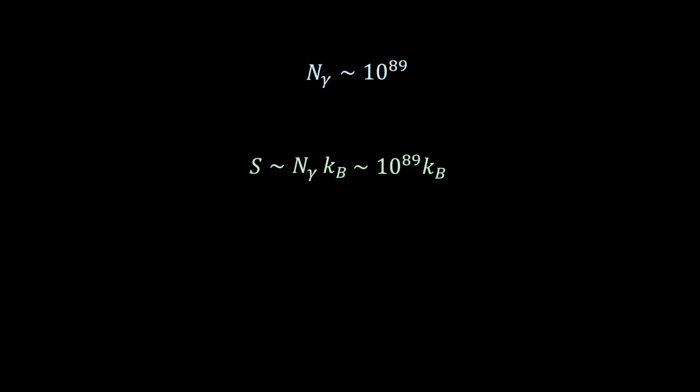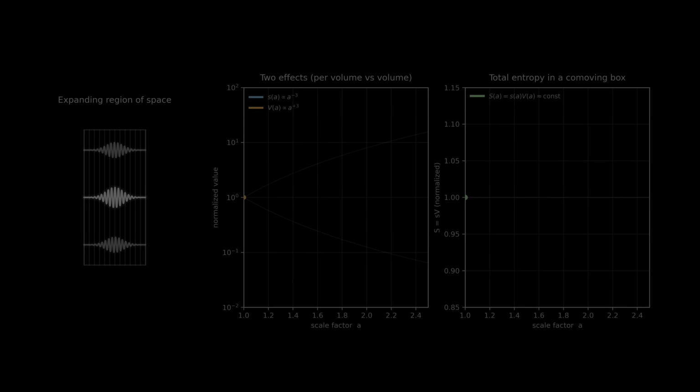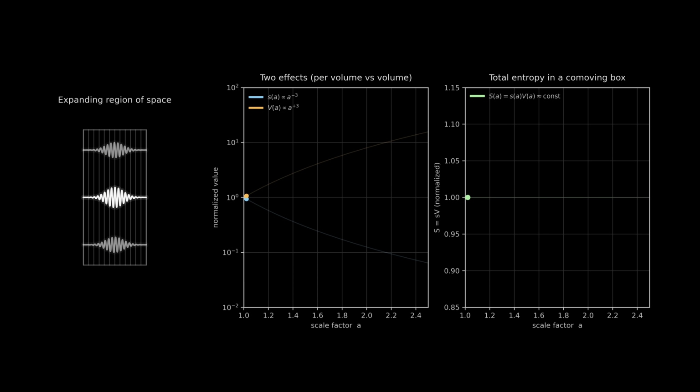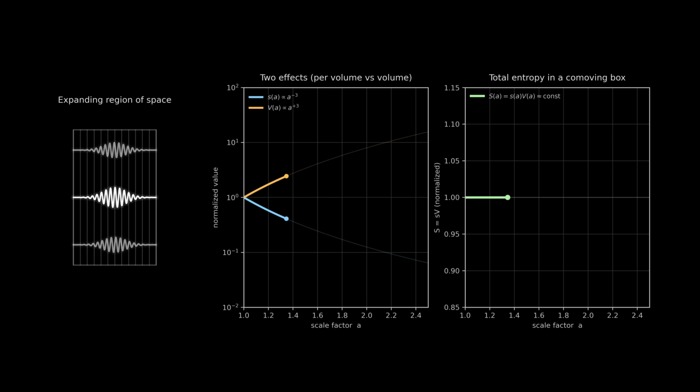Okay, so this is the entropy we measure corresponding to the thermal radiation of the cosmic microwave background today, but why can we say that this corresponds to the entropy near the beginning of the universe, when the universe has been expanding for billions of years? Well, the reason is because as space expands, each photon's wavelength stretches with it. Longer wavelength means lower energy, so the radiation cools and the temperature drops as the universe expands.